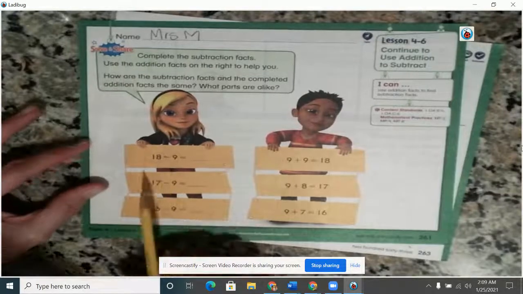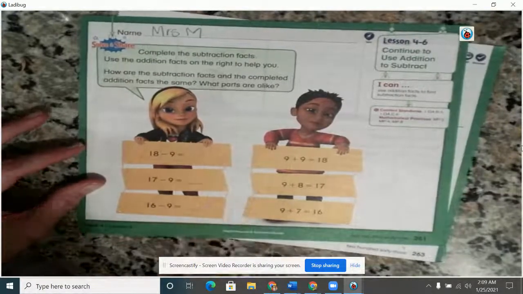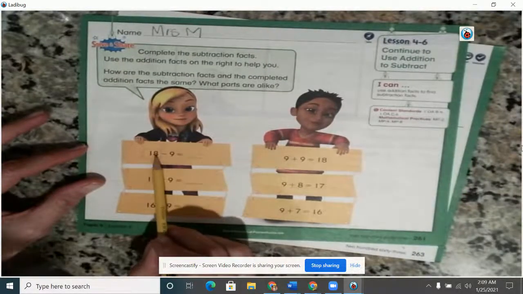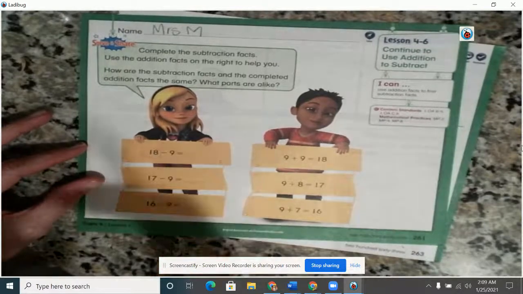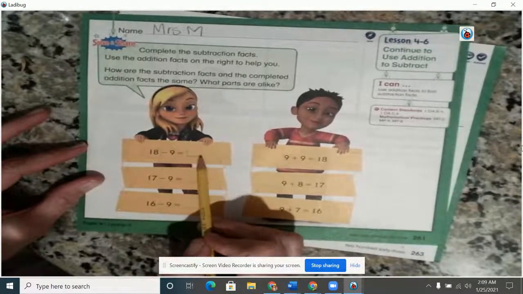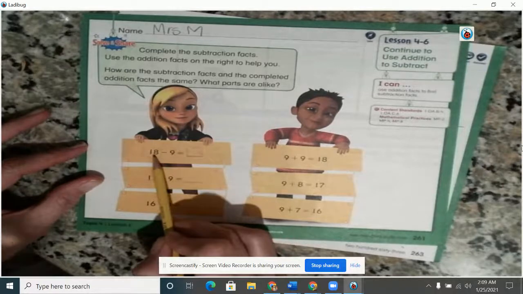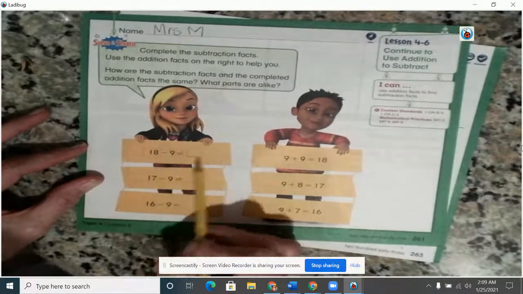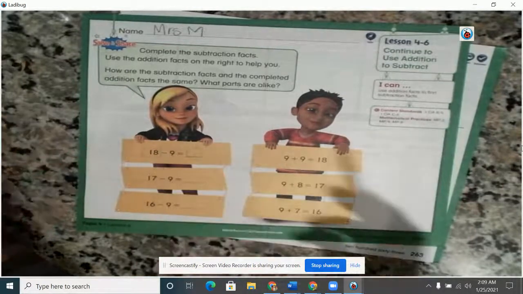I always had a harder time with subtraction in my head for some reason, so I would always think about it kind of like addition backwards. I would even start at the end and say, what number plus this number would give me this number? I had an easier time with it that way, but it's all up to you.